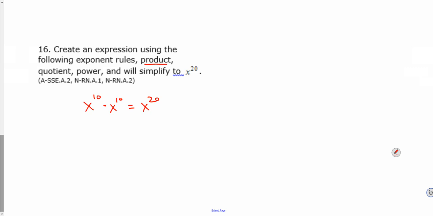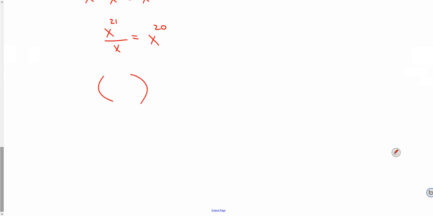For the quotient rule, I can just, as simple as this, x to the 21 over x. That's going to simplify to x to the 20 because that rule says to subtract. And then finally, for the power rule, the power means you have an exponent on the outside, so I'll just make that a 2. So that means this right here would have to be a 10 in order for us to get x to the 20. And again, there's more than one way to do that, so those are the 3 easiest ways that I came up with.